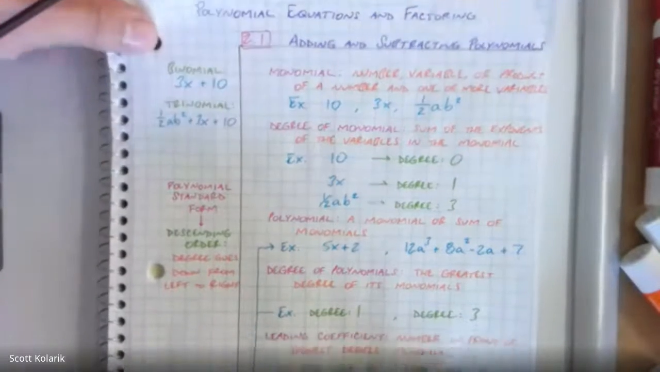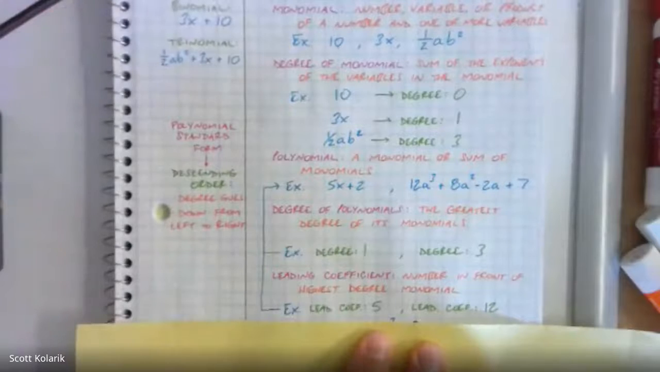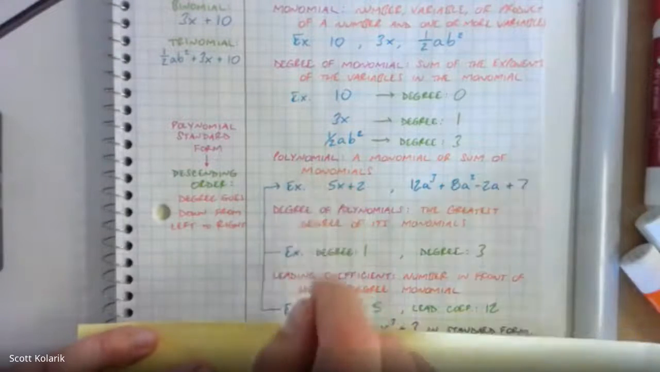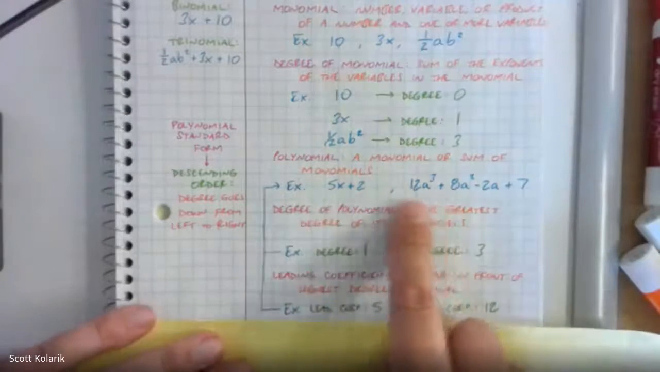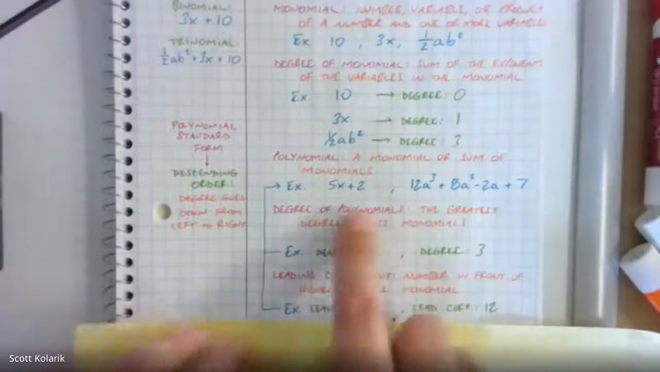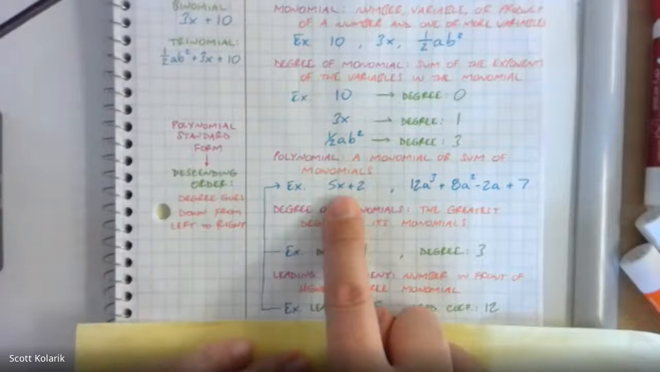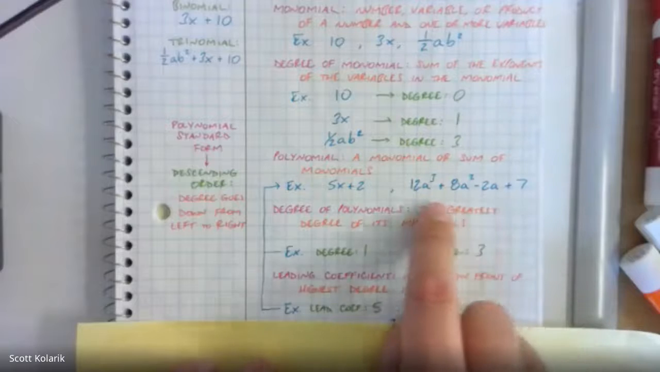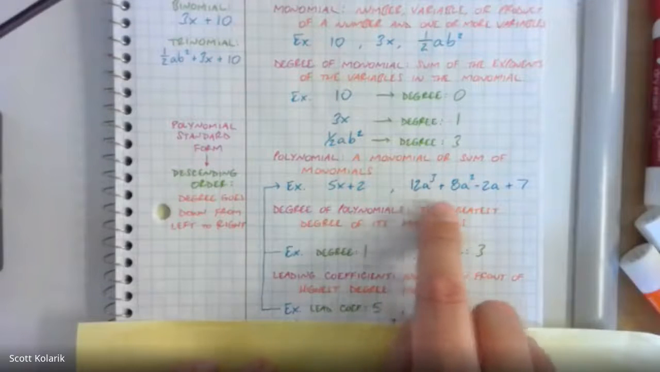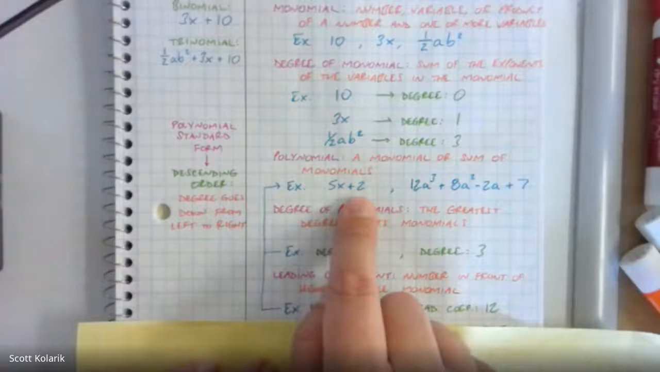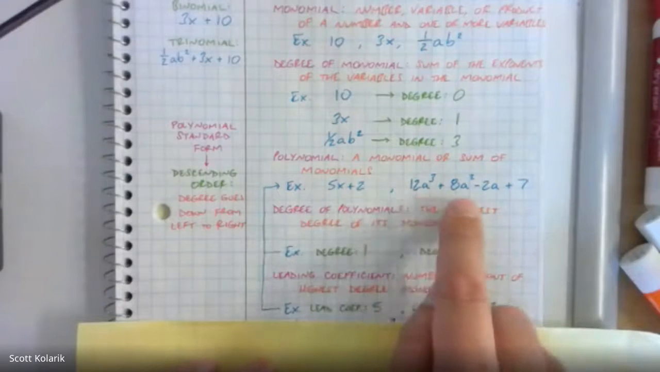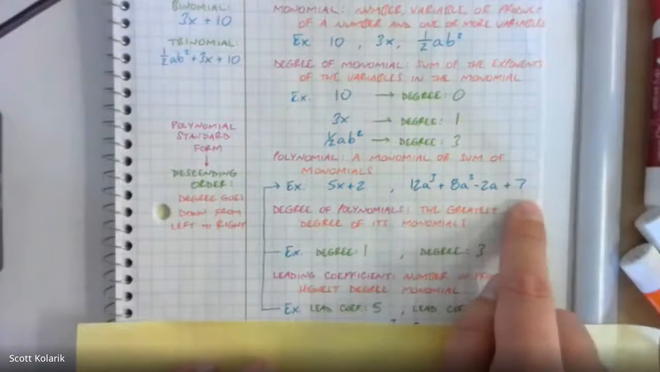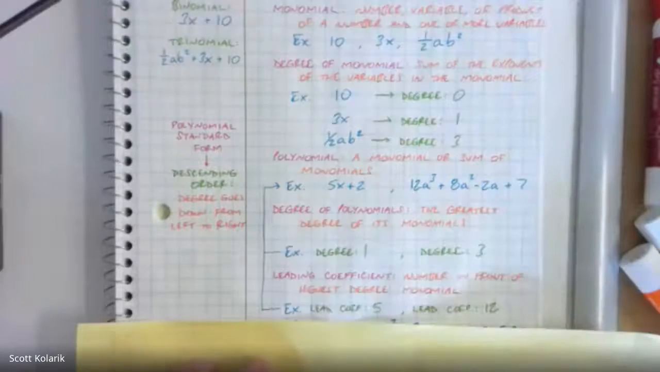So in this next section, polynomials, again, are just collections of monomials, whether it be one or several. Each of these is an example of a polynomial. This one is a binomial, like y equals mx plus b. This one's obviously a lot longer, but both are polynomials. They're collections of monomials. 5x and 2 are both monomials. 12a cubed, 8a squared, negative 2a, 7. Each of those is a monomial. This is just a 4-term polynomial.